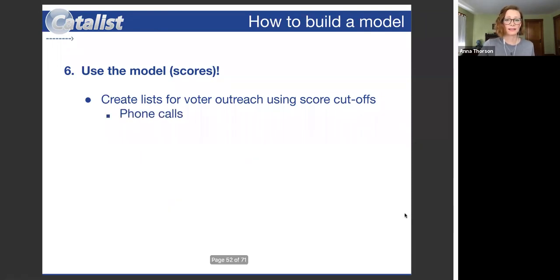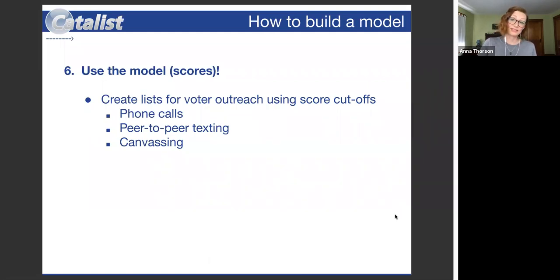And these lists are things like, you can make phone calls from those lists. You can do peer-to-peer texting. In a previous world, you could do canvassing. Hopefully we're all staying safe and wearing masks inside. Or you could use them to make digital advertising lists.